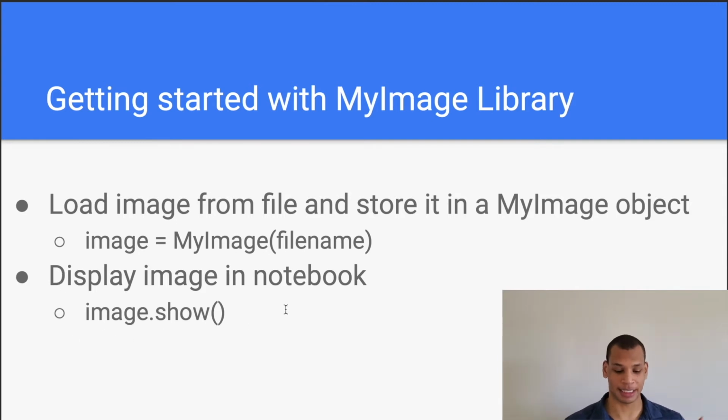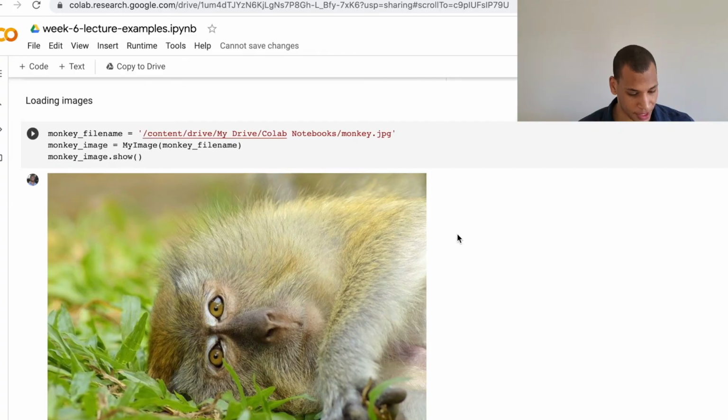Okay, so let's see how this works in our week 6 notebook. Over here we have monkey file name, a string with the path to the specific JPEG file. And then we have monkey image is equal to MyImage, and we specify that file name. At this point we've created our object, and now we can display that image in the notebook with MyImage.show. We have this awesome monkey right here. Okay, now back to the slides.